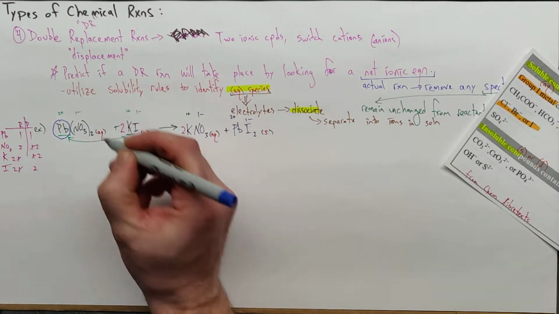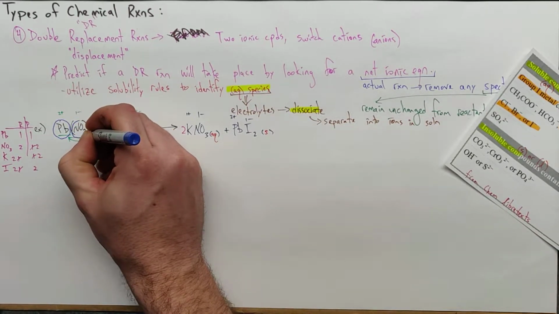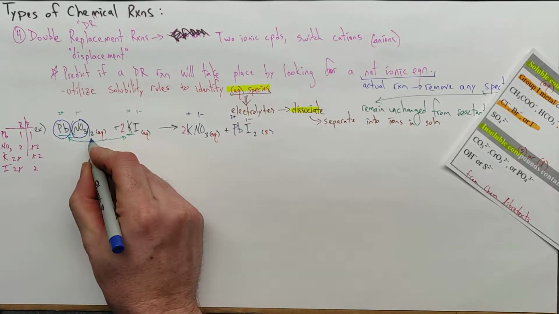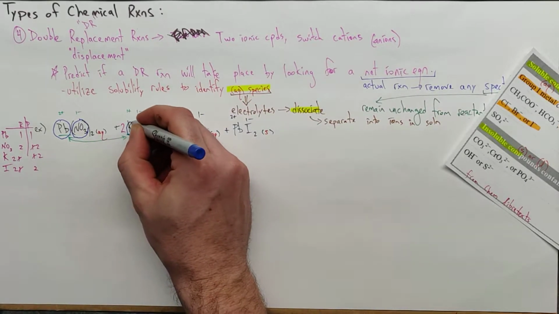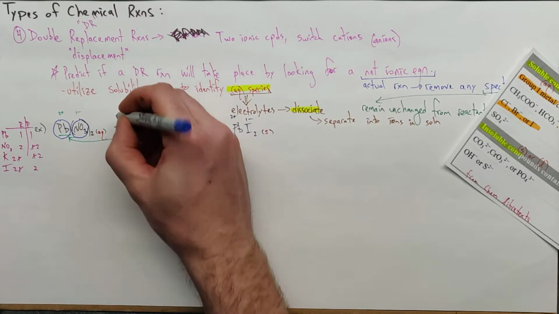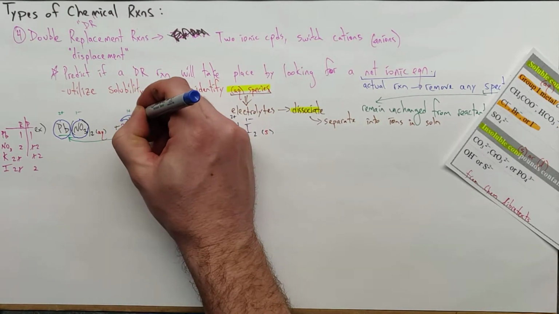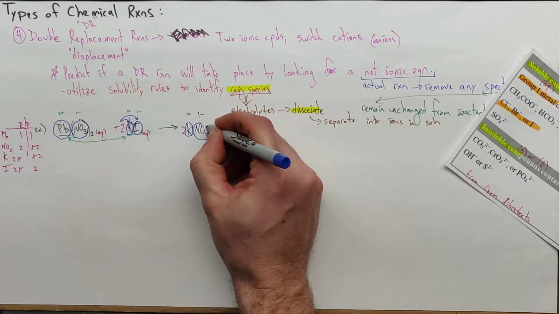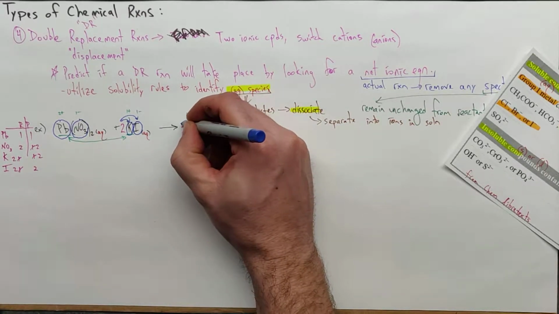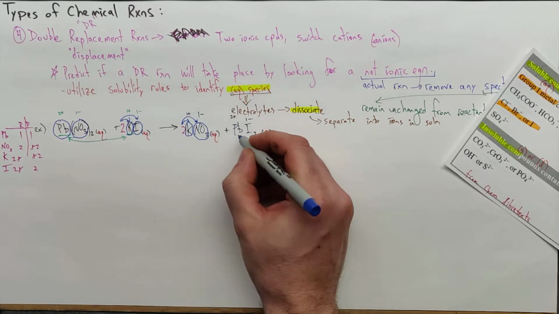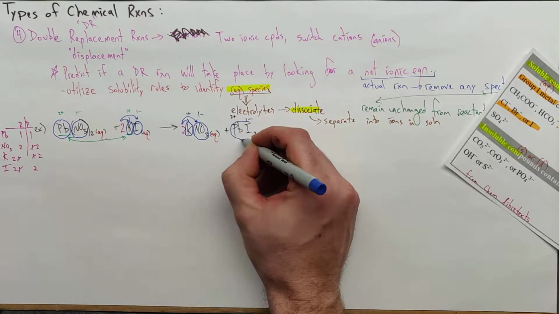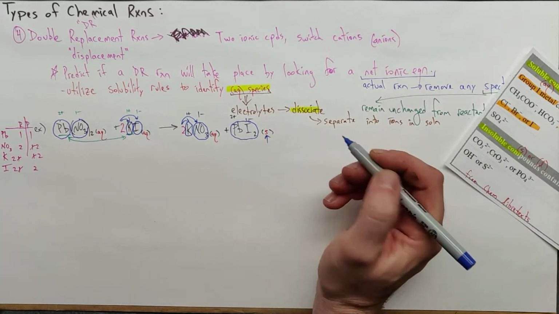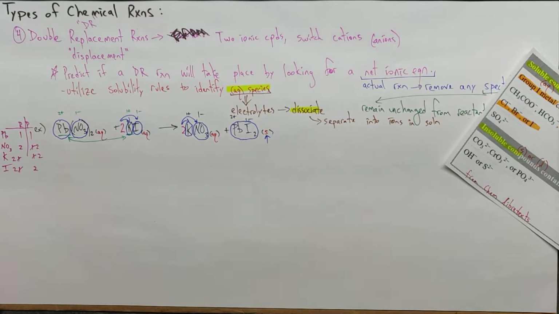Lead is a piece. Nitrate is a piece, and I have 2 of it. Potassium is a piece, iodide is a piece, and I have 2 of each of them, all right? Potassium is a piece, and nitrate is a piece. I have 1 of each, times 2 is 2 of each of them. And then lead iodide, I'm not going to separate because it is solid. So that's the basis of how this works.